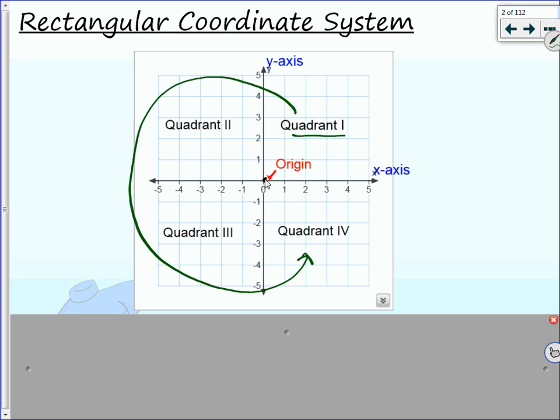So that is our coordinate plane. It's also called the Cartesian plane. It is called that because Descartes is the mathematician who formalized it. Questions?